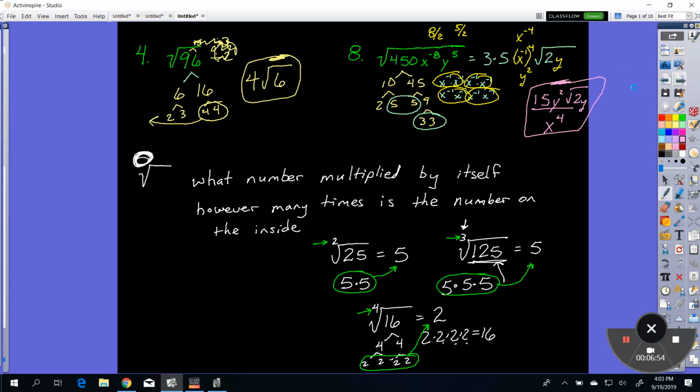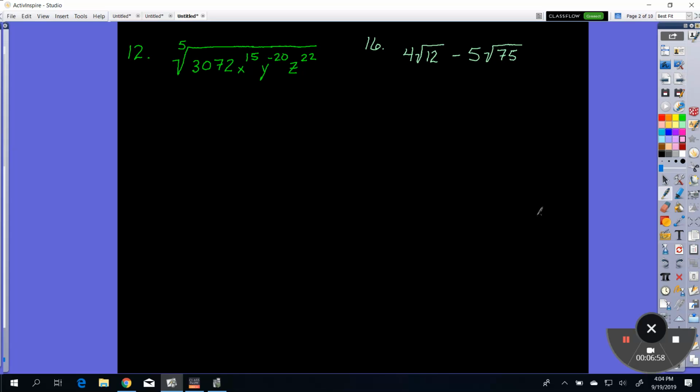Okay, the next one is 12. So again, we're going to break this down, 3072. 3 plus 7 is 10, plus 2 is 12. So I know it's divisible by 3 because 12 is divisible by 3. And it ends in a 2, so it's also divisible by 6.